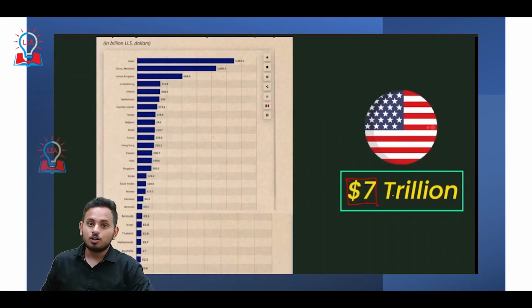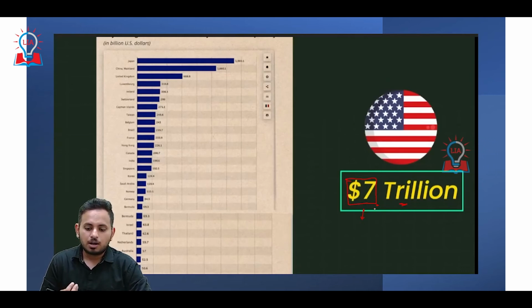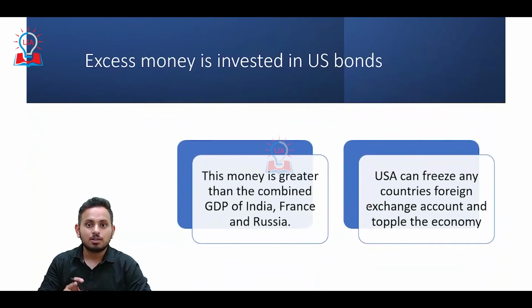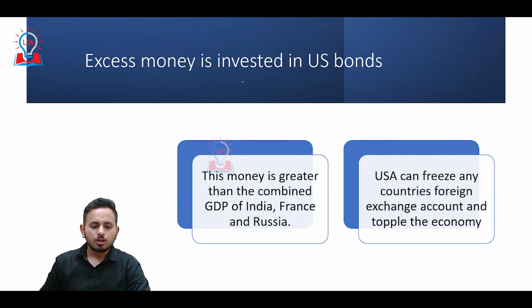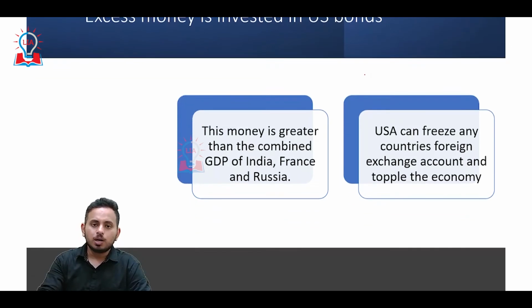Today you can see the investment in the US bond market ranges to $7 trillion. Okay, $7 trillion is the actual amount of money that has been invested in the US bond market. See, this $7 trillion is actually greater than the combined GDP of India, France, and Russia. Indian GDP, if we talk in monetary terms, is around $2.2 to $2.4 trillion, and this $7 trillion investment in the US bond market is greater than the world's leading economies put together, that is India, France, and Russia. Because of this, the US could easily get the capital for its development. Excess money is invested in the US bonds.